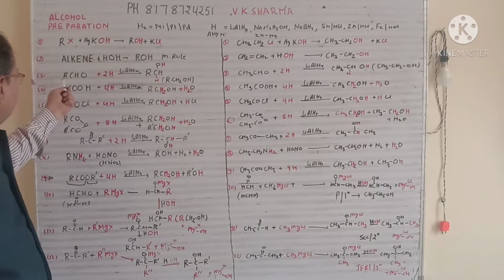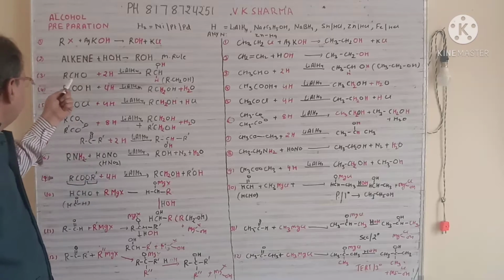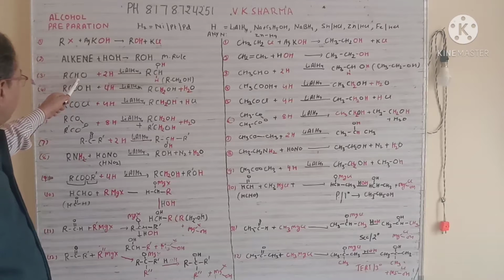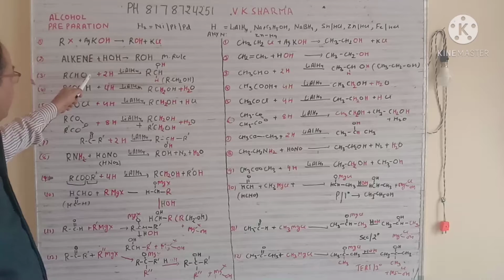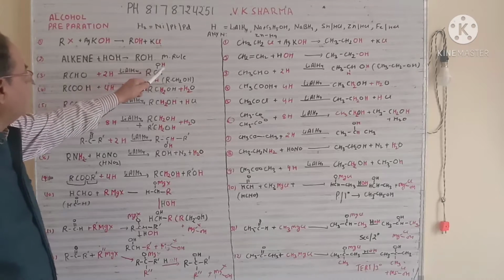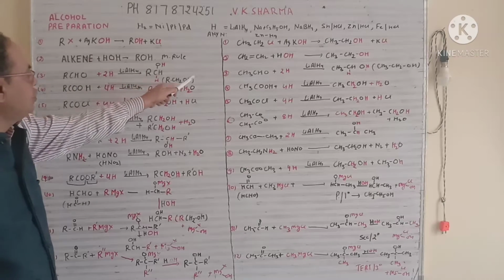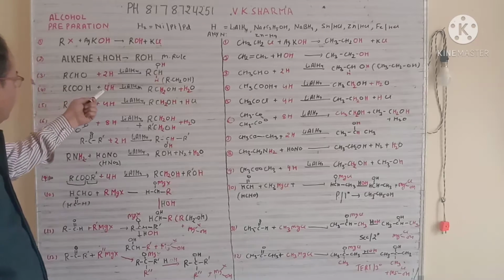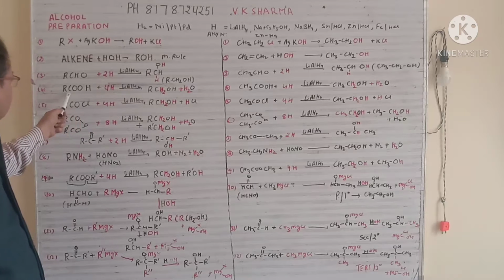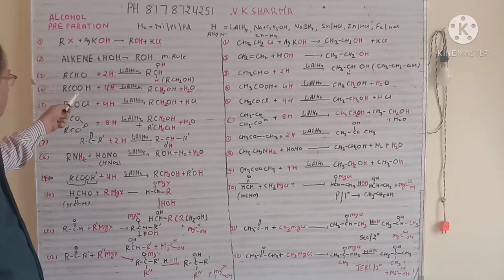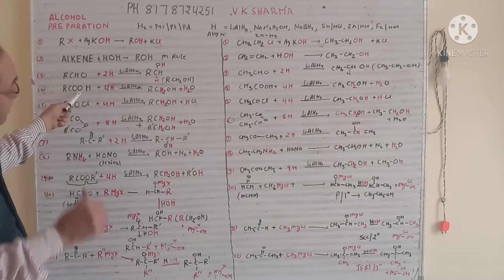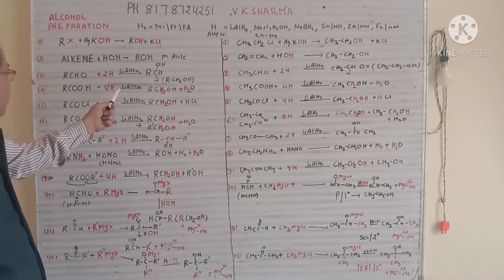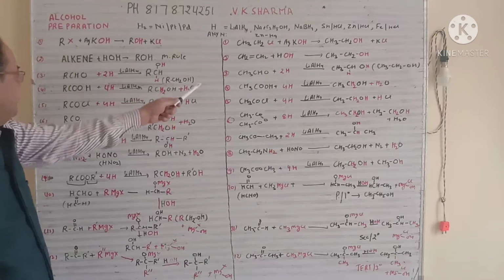Now RCHO with twice of H, that is aldehyde. So this H will go with the hydrogen on the second carbon, and OH will come here. So that will give you OH and H. So ultimately it is RCH2OH, which is a primary alcohol. Same way, suppose we are adding RCOOH plus 4H. So this carbon will take 2H, and this oxygen will take 1H. So that will form water. So ultimately we get the product RCH2OH plus H2O.